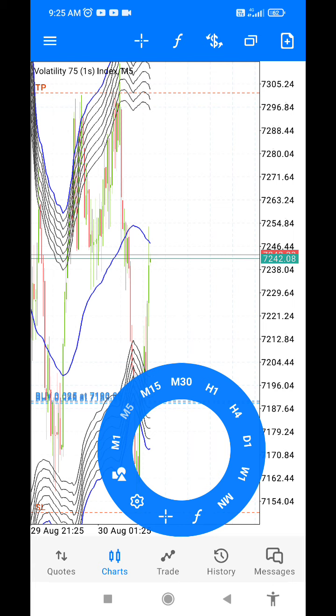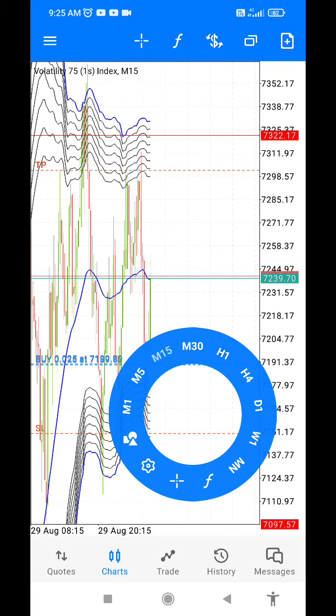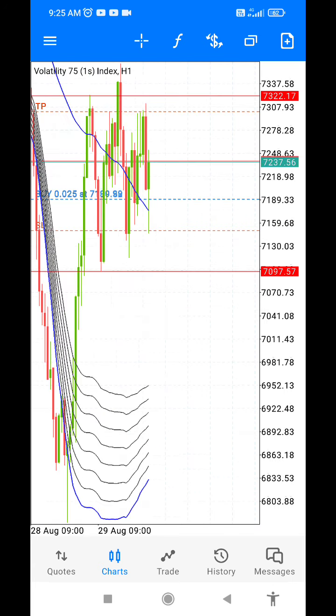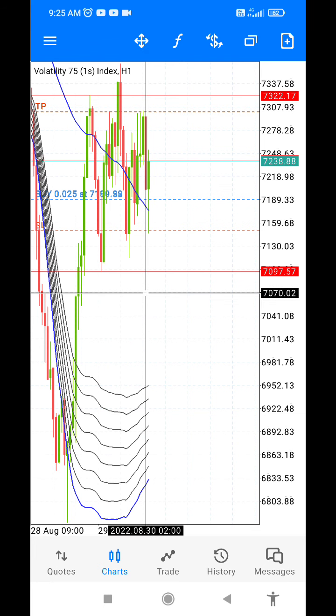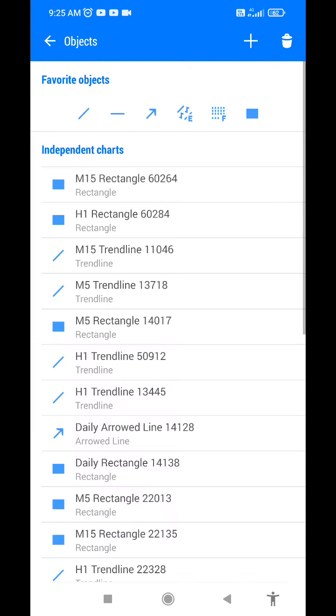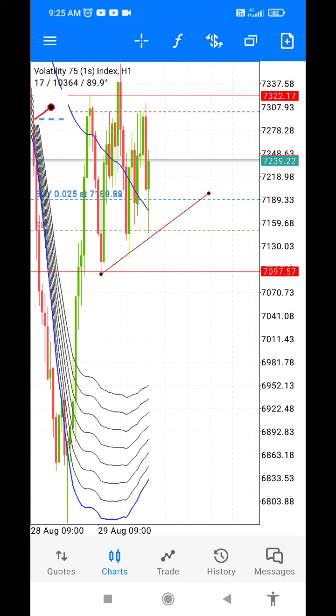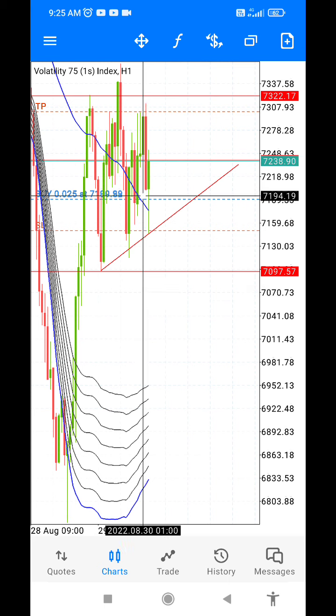And also on the higher time frame, what's this showing? Yes, so this is a zone. Let's draw a simple trend. Yeah, boom boom boom. Definitely my target is $10, like this, 0.1 lot.